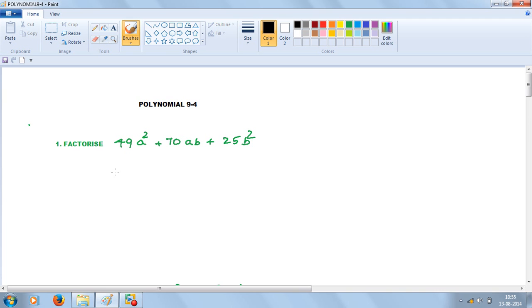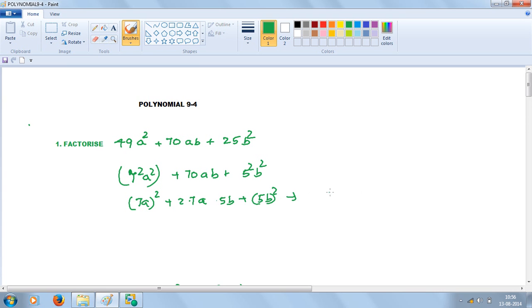In factorization, we have to first remember what form this is of. 49 we can write as 7 square. So it is 7 square into a square plus 70ab plus 5 square b square, or we can simply write this as 7a the whole square. Like 2ab, we write 2 multiplied by 7a multiplied by 5b. The last term is 5b the whole square. So this is the same as 7a plus 5b the whole square.